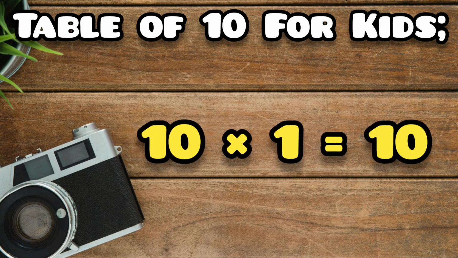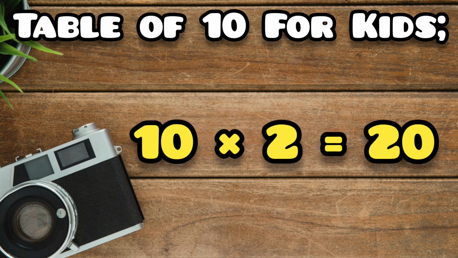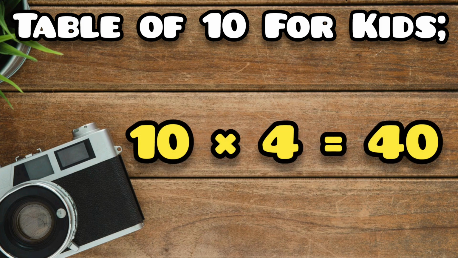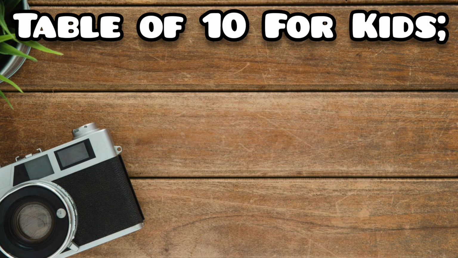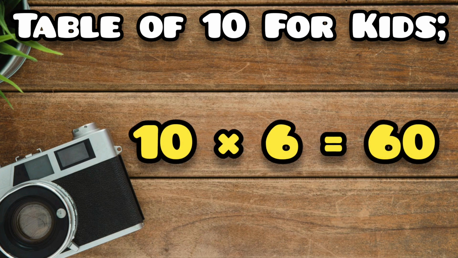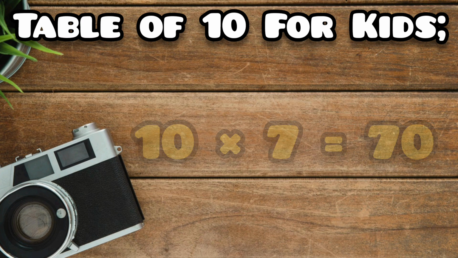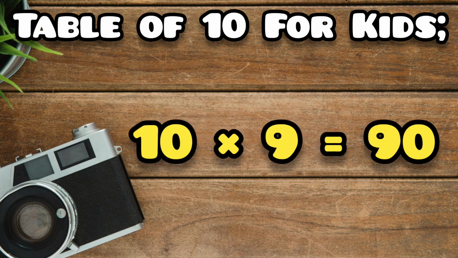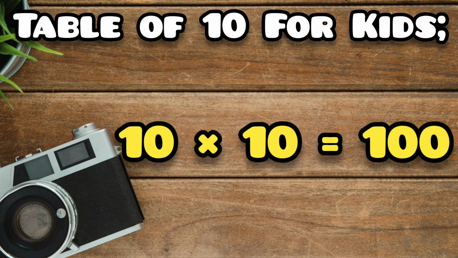10 ones are 10, 10 twos are 20, 10 threes are 30, 10 fours are 40, 10 fives are 50, 10 sixes are 60, 10 sevens are 70, 10 eights are 80, 10 nines are 90, 10 tens are 100.